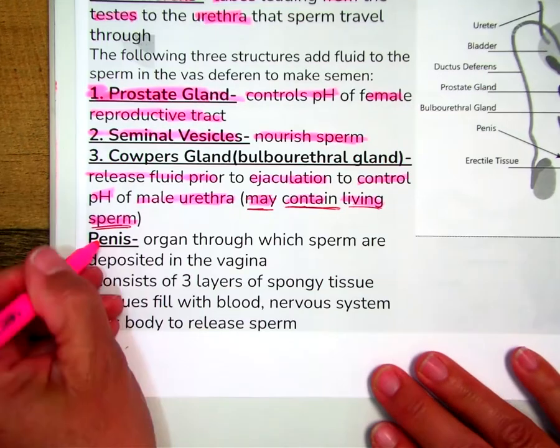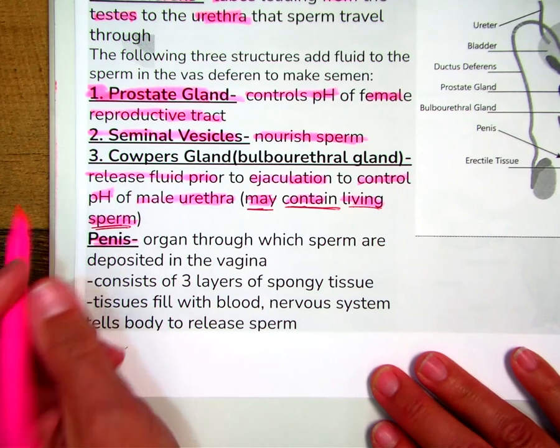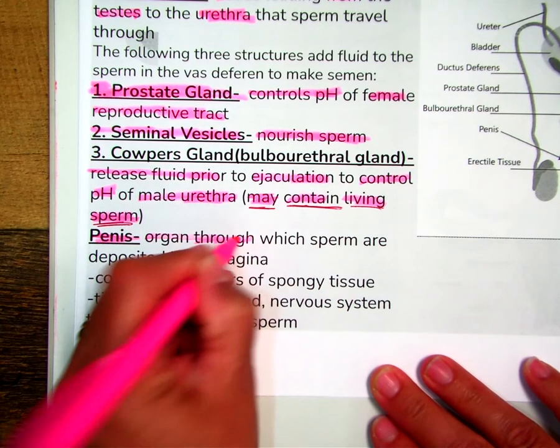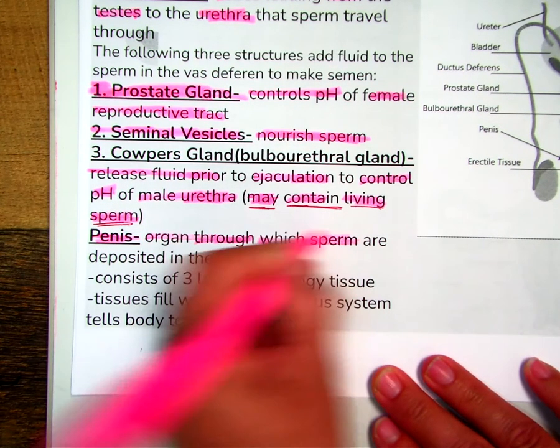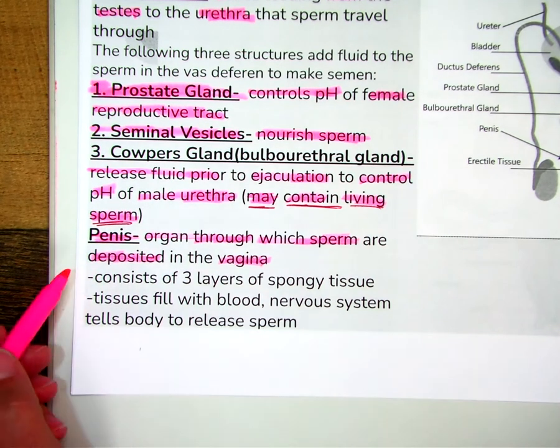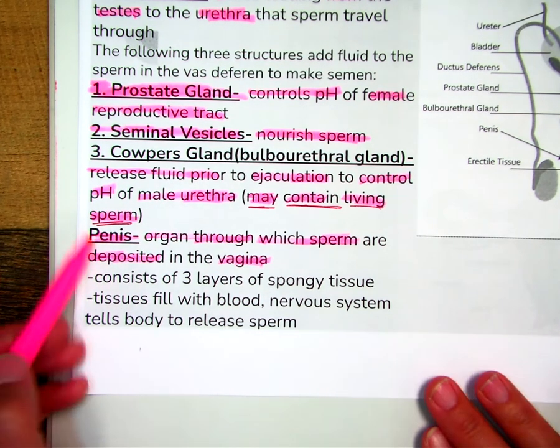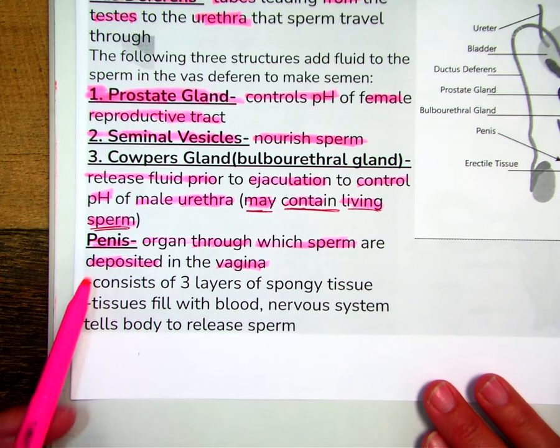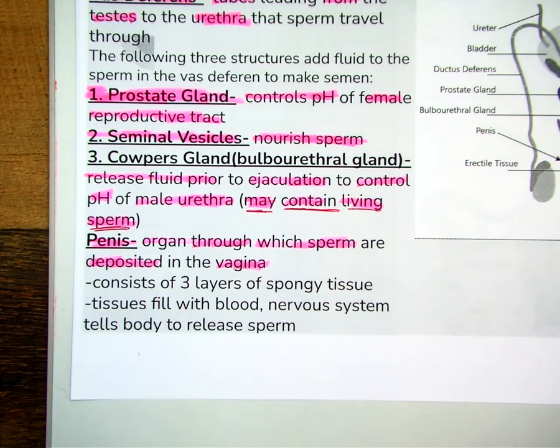All right, and then you have the penis for the guy, the last part. So this is the organ through which sperm are deposited into the vagina. Now, we talked about the difference between external and internal fertilization, and that was one of the differences. All right, so what is the erection? Kids over the years think it's ligament, tendon, bone. It is none of the above, right?